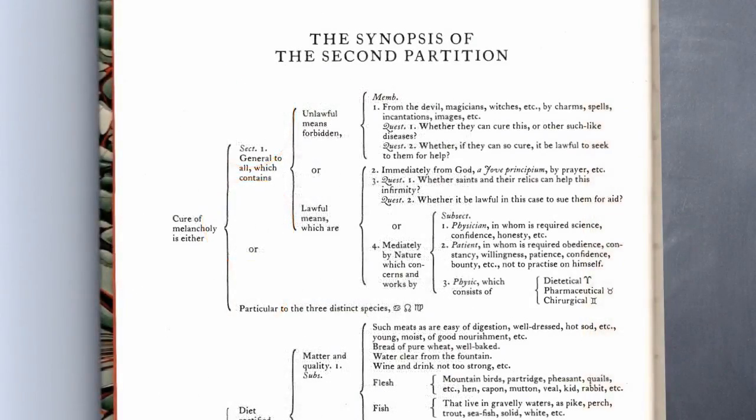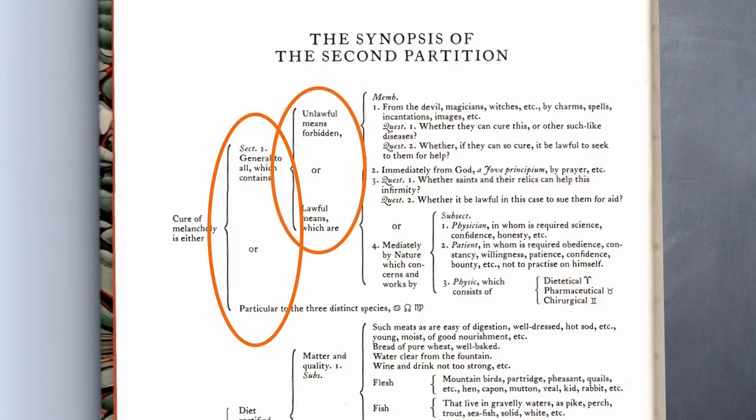Next, this is a synopsis of the second partition, and we'll go straight to duality: general or particular. Particular meaning specific. So again, it's general versus specific. It's definitely a duality, but pretty much also a duality of opposites, because general is pretty much opposite to particular or specific. Next, unlawful versus lawful. Again, another duality, and of course a duality of opposites.